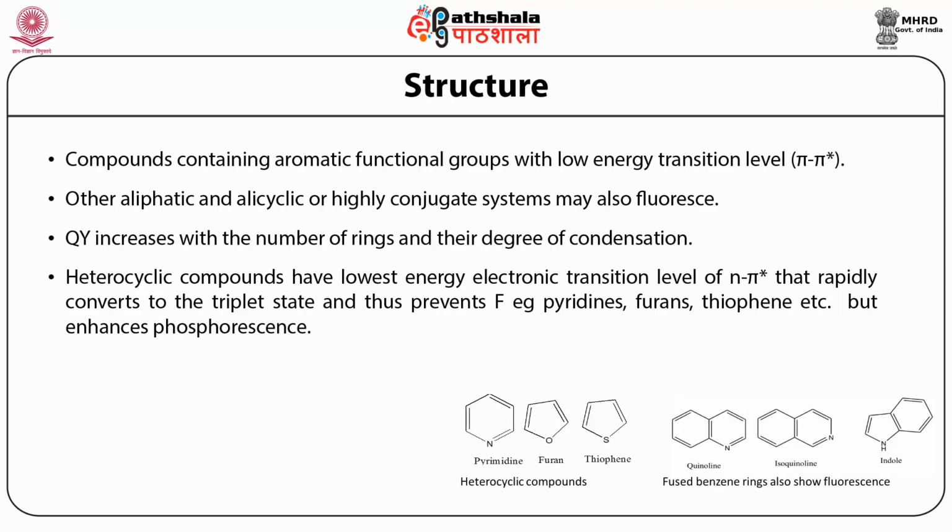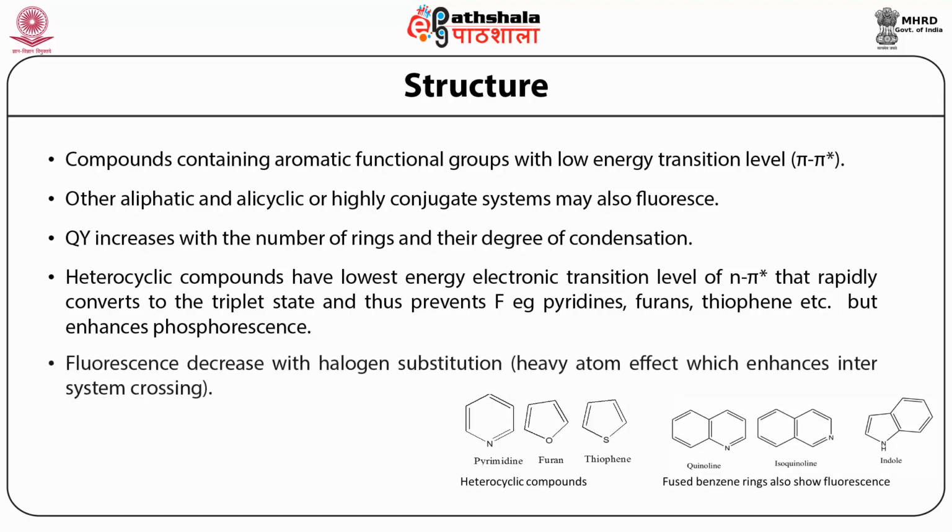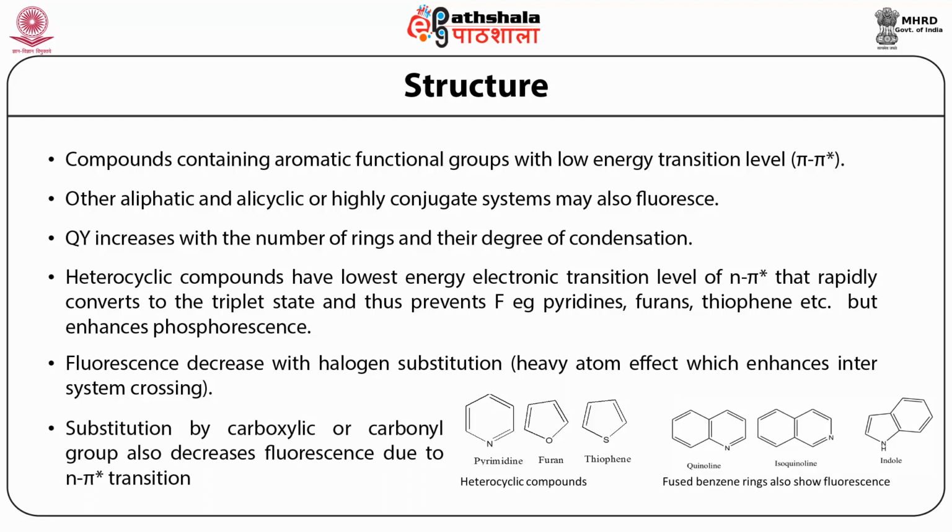There are some other compounds which contain a fused benzene nucleus, and they show fluorescence. So you can have the same heterocyclic compounds fused with benzene, and they have fluorescence. For example, quinoline, isoquinoline, indole. Fluorescence has also been observed to decrease if the substituent is heavy, or you can say halogen, because of the heavy atom effect that again enhances intersystem crossing, resulting in phosphorescence and diminishing of fluorescence. Substituents like carboxylic or carbonyl groups also cause a decrease in fluorescence due to n to pi transition.